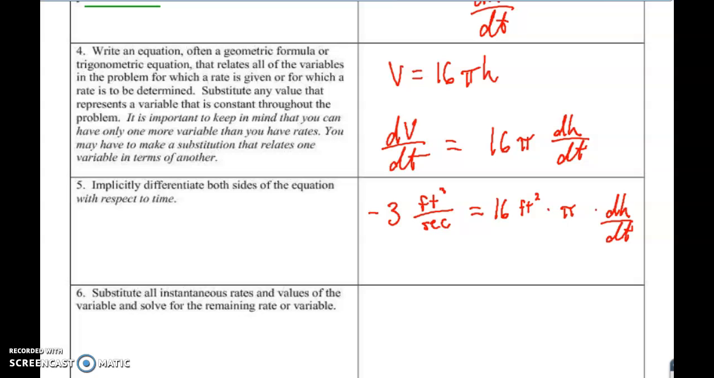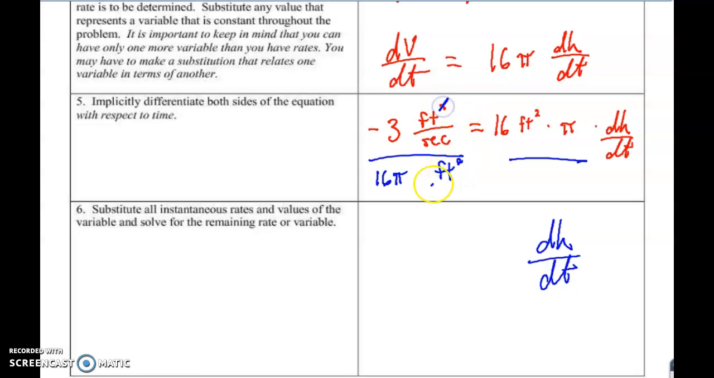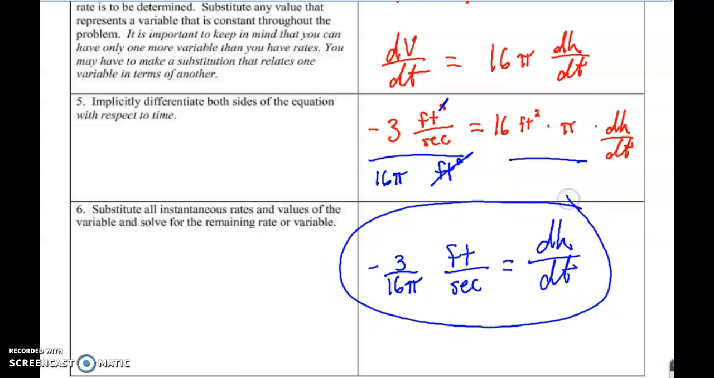So then it makes sense, at least in my head, that as you divide all of these pieces over to solve for dh dt, not only do you divide the 16 and the pi, but you also divide the square feet. So 2 of those feet will cancel, and your answer will be feet per second. And I don't know what -3 divided by 16 is. You can use a calculator, or if this were a no calculator test, they would actually just leave the answer like that, which is perfectly fine.